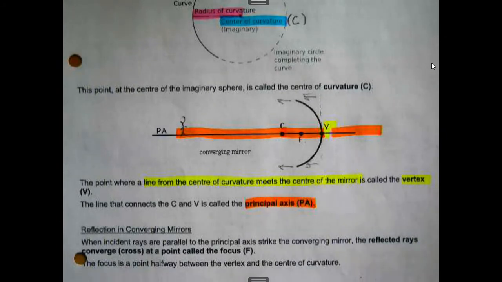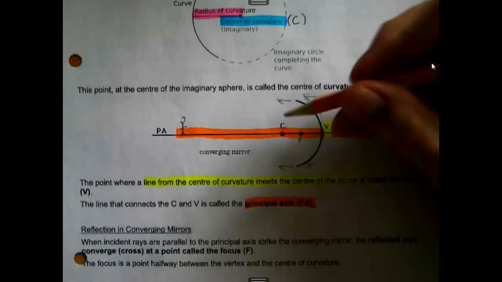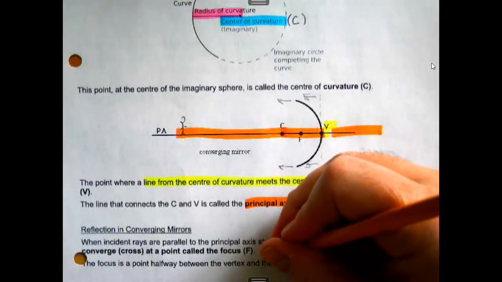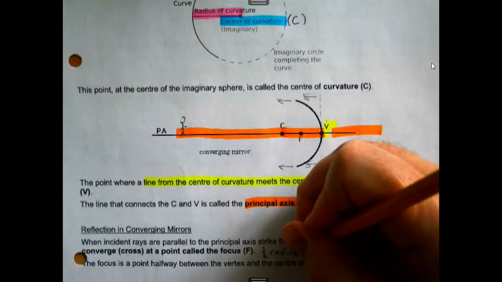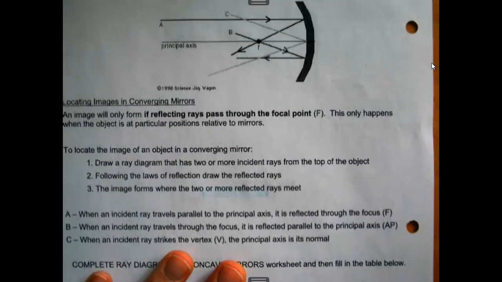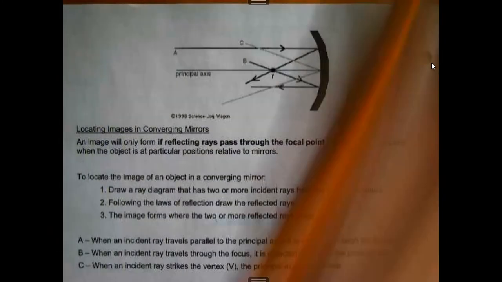Okay, and then the focus is a point halfway between the vertex and the center of curvature. So if CV is one radius, this is half a radius. Okay, so it's 1/2 the radius of the circle itself. Okay, not that that matters right now. We're not going to do any calculations with that. Okay? We just want to know how an image is created in these mirrors. Okay, that's what we did for plane. That's what we're going to do here.